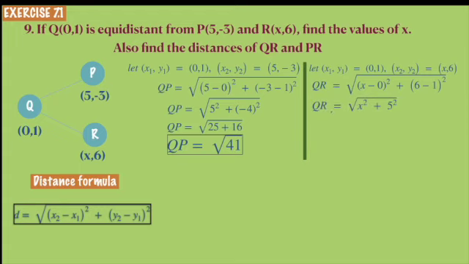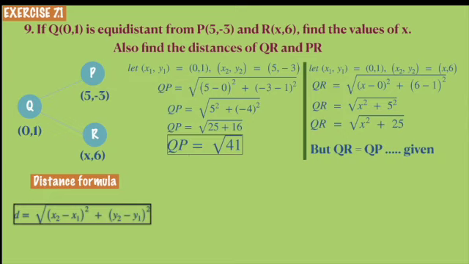Simplification. QR is equal to root of x square, x minus 0 is x square plus 6 minus 1 is 5 square. QR is equal to root of x square plus 5 square is 25. This is the length of QR. This is the length of QP. But according to the data, the length of QP is equal to length of QR. That is, QR is equal to QP. That is given in the data.